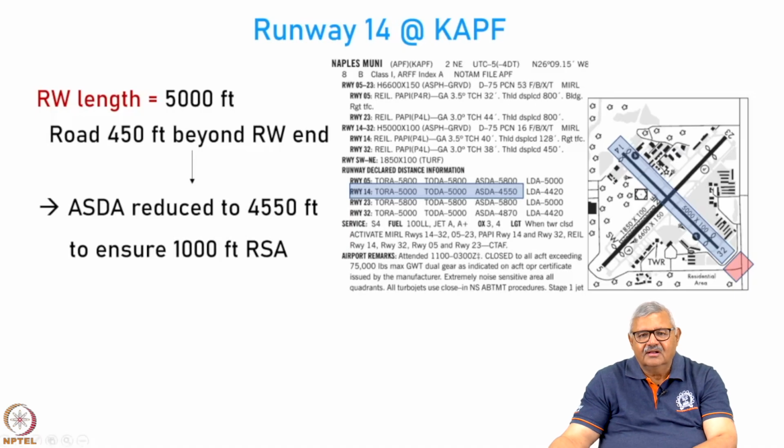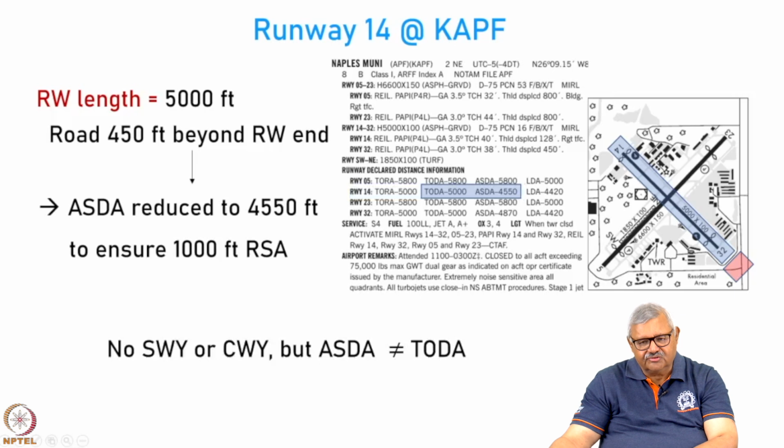You can see here TORA is 5000, but ASDA is 4550 to accommodate this. This will ensure that the runway safety area is 1000 feet. You will not use the last portion of the runway, even though it is available. Now, there is no stopway here, there is no clearway here. So, actually ASDA should be equal to TODA, but that is not the case. ASDA has been reduced to 4550 in this direction to accommodate this particular constraint.